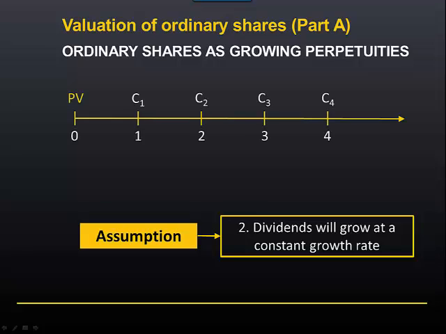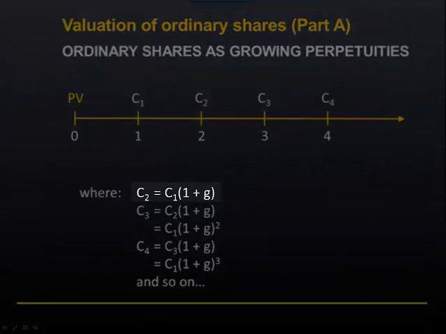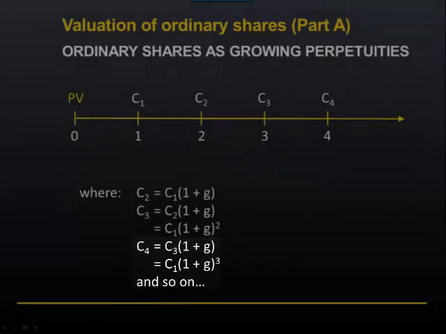This number line shows the first four dividends of a share where the dividend is growing at a constant rate. We can no longer just use C to represent each cash flow because the cash flows are different from each other. The cash flow in year 2 is the cash flow in year 1 multiplied by 1 plus G. C3 is C2 multiplied by 1 plus G, or C1 times 1 plus G squared, and so on.